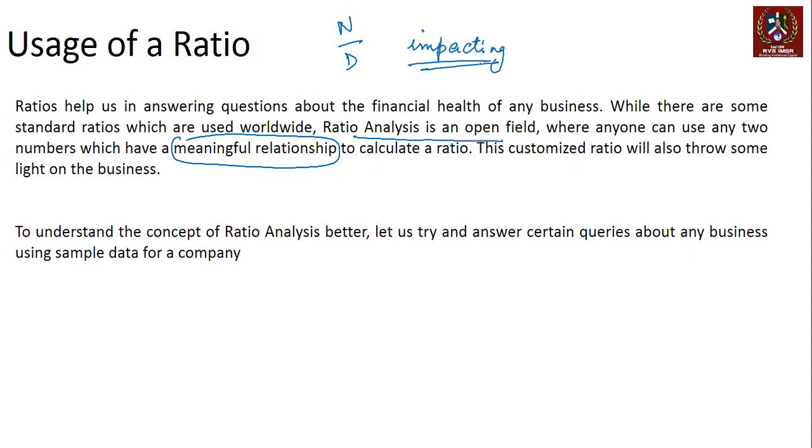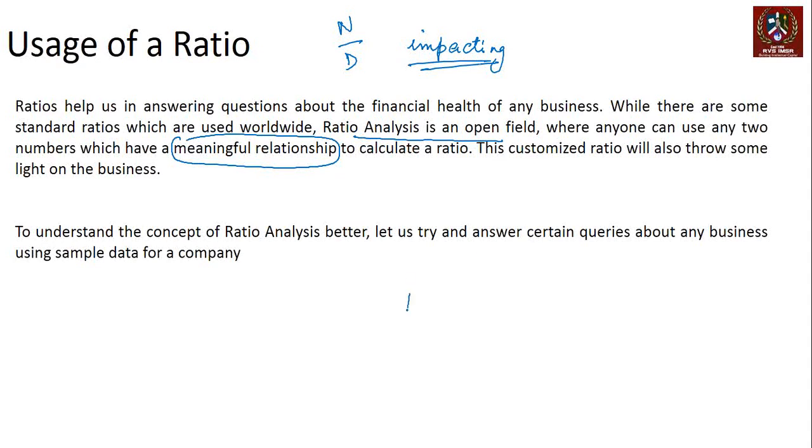Take any two numbers, like profit per bed is a meaningful relationship, right? Revenue per bed in the case of a hospital is a meaningful relationship. Revenue per subscriber is a meaningful relationship for a telecom company like Airtel, right? But some other numbers like depreciation per subscriber may or may not be that relevant, or depreciation divided by some number like loans, right?